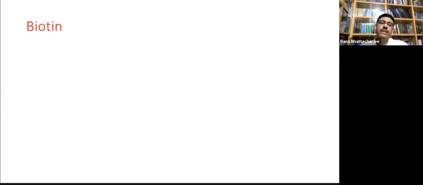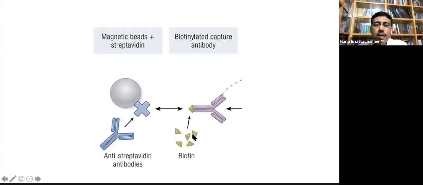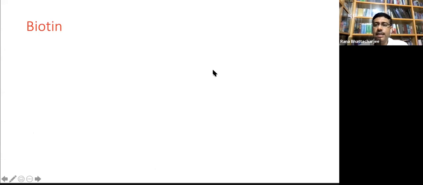Now, a very important point about biotin. You all know that many vitamins have a very high concentration of biotin, and this biotin is basically used in various kinds of immunoassays where the attachment of the antibody to the solid matrix is done by the reaction between biotin and streptavidin. So the streptavidin is attached to the solid matrix, biotin is attached to the antibody, and it acts like a magnet, and it gets attached to the solid matrix.